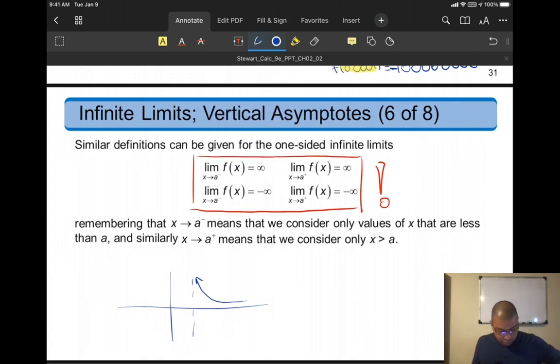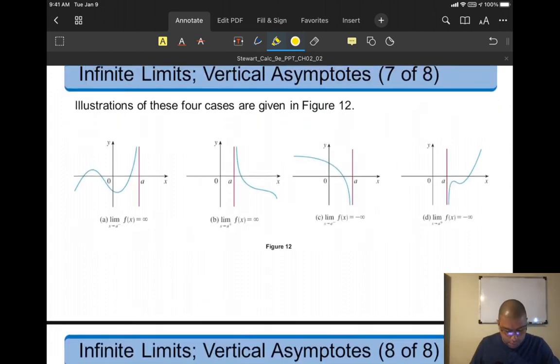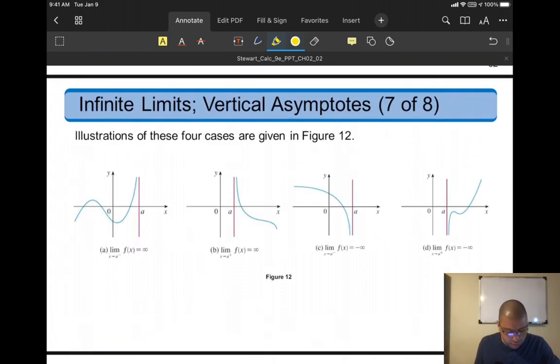We have an asymptote at x equals a if the limit of f of x as x approaches a, from the left or from the right, equals plus or minus infinity. So when one of these four cases happens, then we have a vertical asymptote. Horizontal asymptotes are different. We're going to talk about them later on. But these are the four cases.